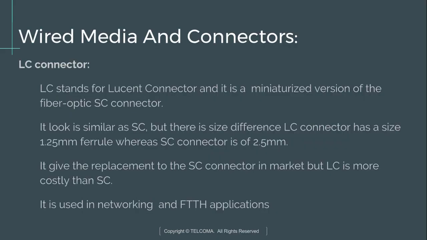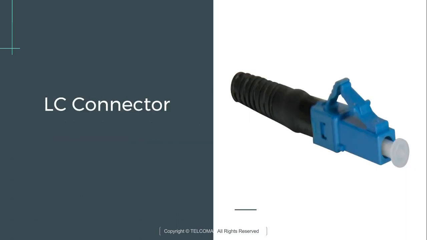Next is LC connector. LC stands for Lucent connector, and it is a miniature version of the fiber optic SC connector. It is similar to SC, but there is a size difference. LC connector has a 1.25 mm ferrule, whereas SC connector is 2.5 mm. So it is replacing the SC connector in the market, though LC is more costly than SC. It is used in networking and FTTH, fiber to the home applications. This is the diagram of LC connector.